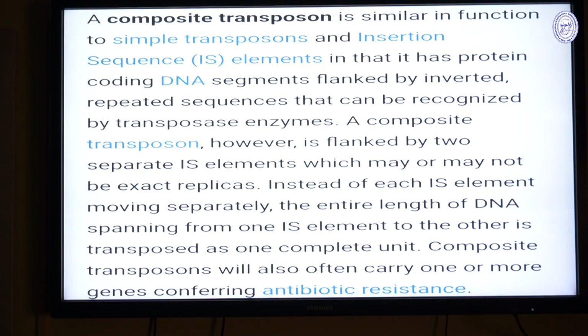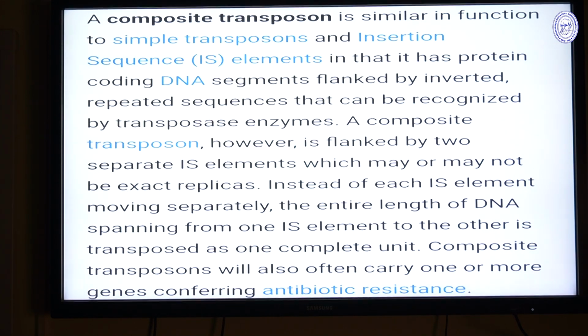A composite transposon is similar in function to simple transposons and insertion sequence elements, in that it has protein coding DNA segments flanked by the inverted repeats that can be recognized by the transposase enzymes. A composite transposon, however, is flanked by two separate IS elements. Basically, if we combine two separate IS elements, that converts into a composite one. So a composite transposon is nothing but a combination of various IS elements. That is what is written here.